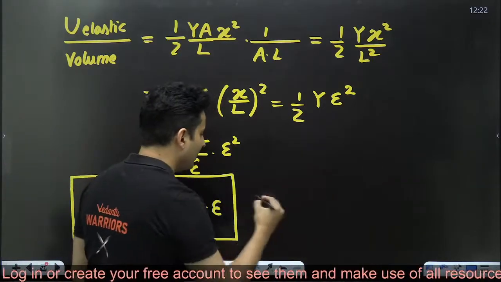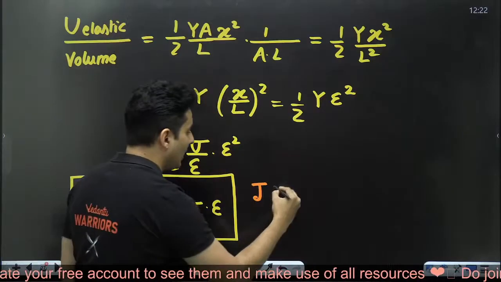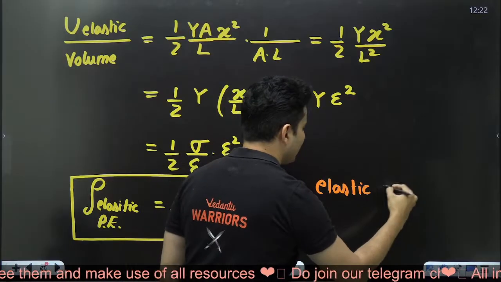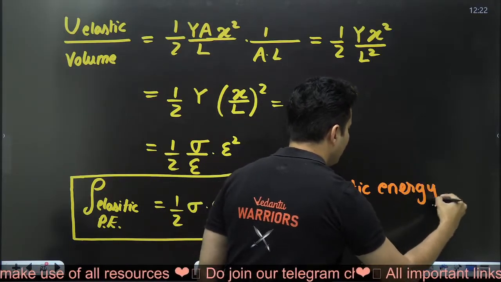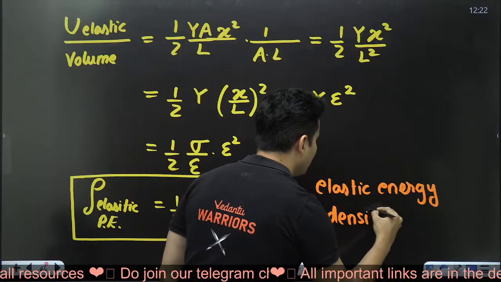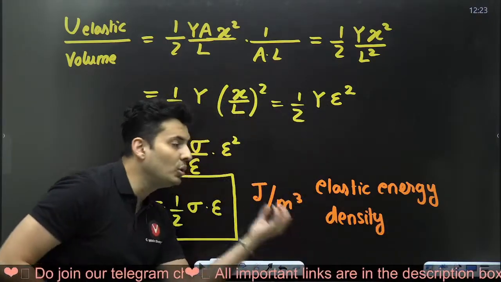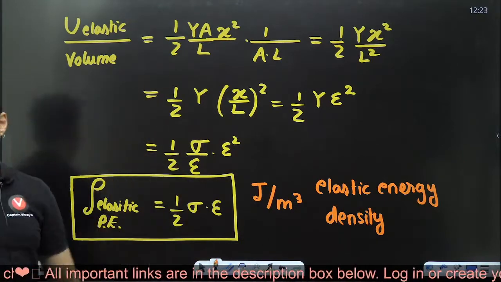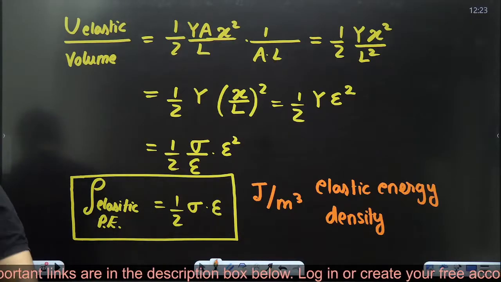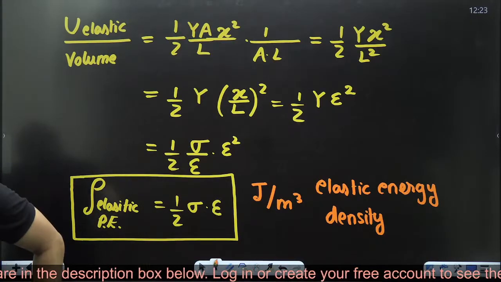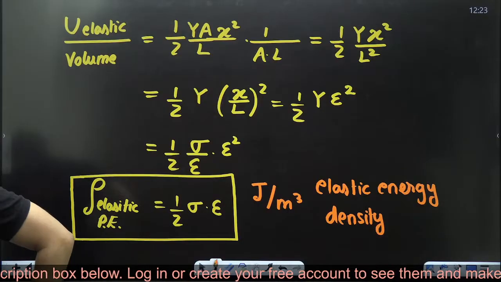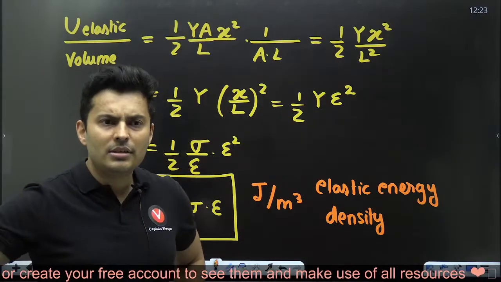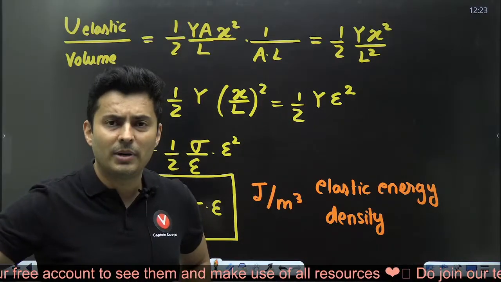The unit of this will be joules per meter cube. This is your elastic energy density, because it is per unit volume. How much energy is stored? Half stress into strain. Okay, it is imaginary, what is the use? No, it's not just imaginary. It is used to understand how much energy is stored per unit volume.